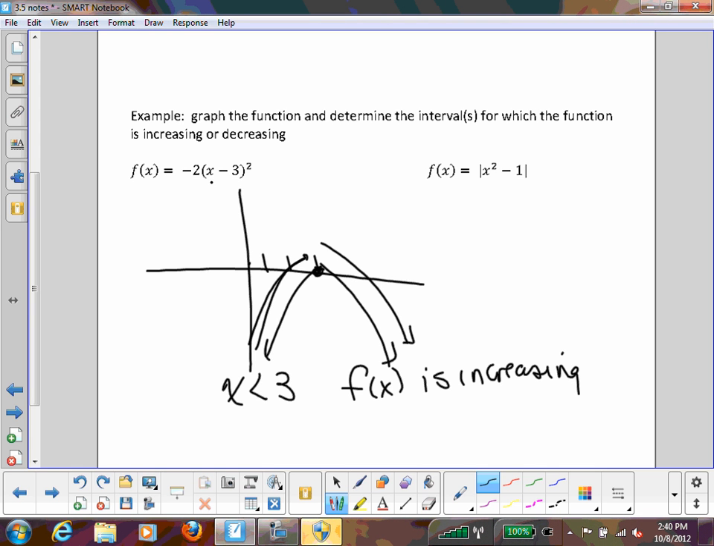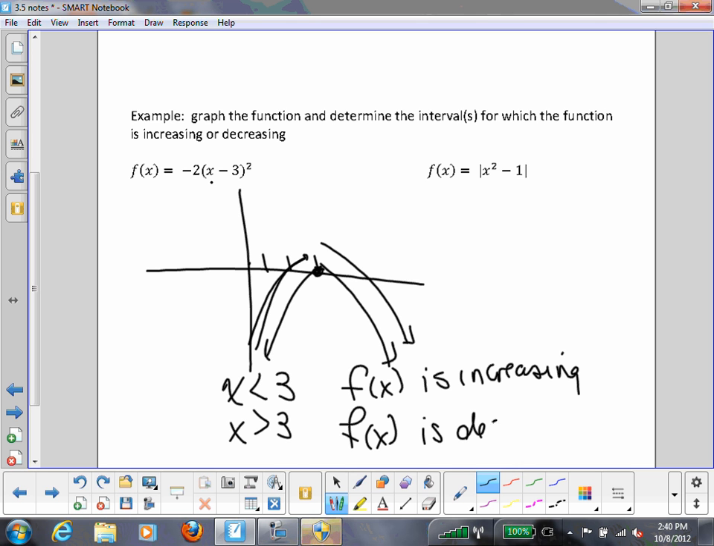What's the second part of our function going to say then? As x is greater than 3, what is my function doing? Yes.